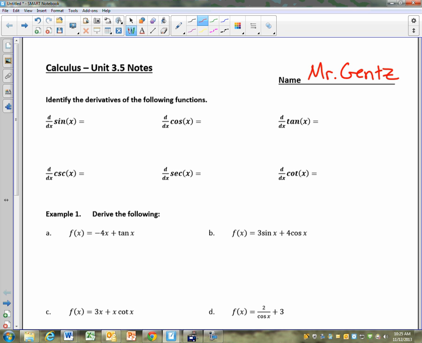Okay, these are what you need to commit to memory. So every test, there's some stuff you really got to put in your brain and lock it in there, and this is one you have to do, okay? So you have to remember the derivatives of trigonometric functions.